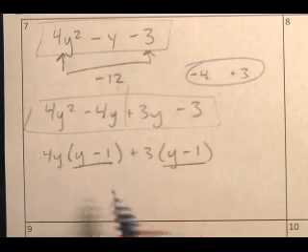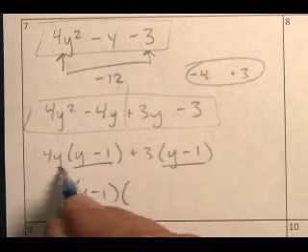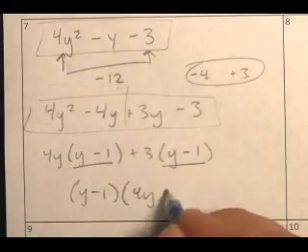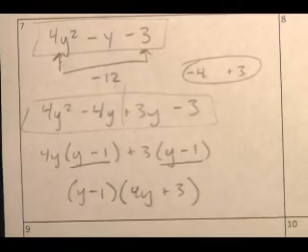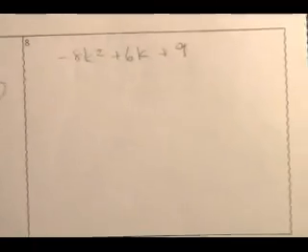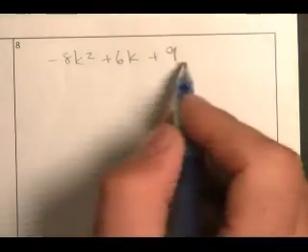The y minus 1 is common, so I'm going to factor that guy, y minus 1, times what's left on this side? 4y. What's left over here? Plus 3. Sweet, dude. All right, I think we have time just for one more. Using this method again, I get negative 8k squared plus 6k plus 9.